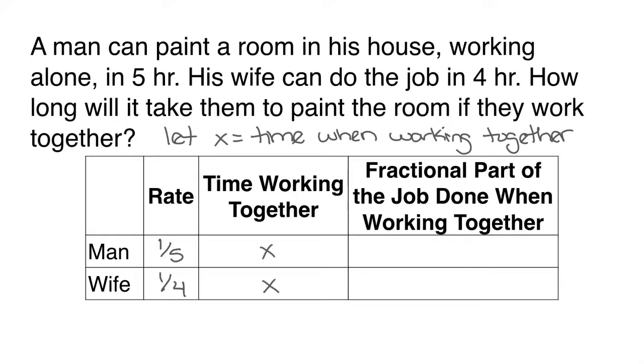The fractional part of the job done when working together will be the product in each row. So for the man, the part of the job that he'll complete is 1/5 times x, and for his wife, the fractional part of the job that she'll have completed is 1/4 times x. Together, they're completing the job, and we have the equation 1/5 times x plus 1/4 times x is equal to 1.